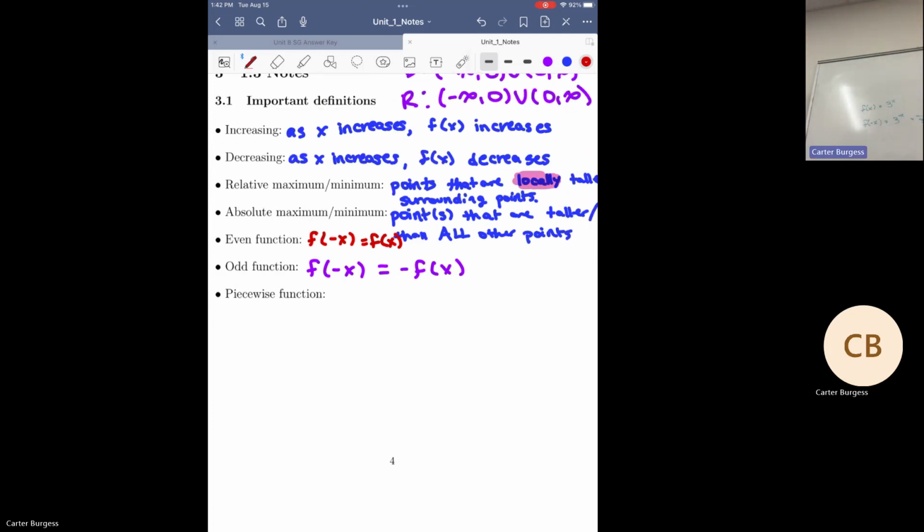Any questions with our definition of an even function, definition of an odd function?